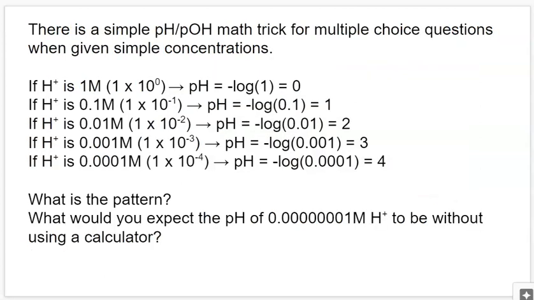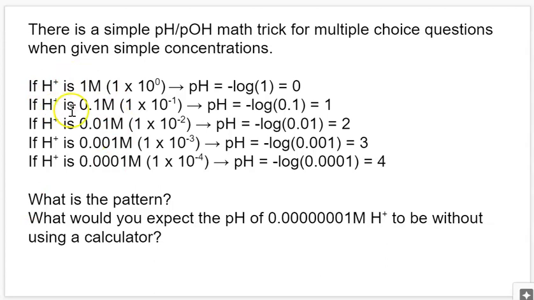So there is a good math trick to know when you're doing the multiple choice section on the AP Chemistry test, because you're generally not allowed the use of a calculator. So you're going to need to be able to calculate pH from the hydrogen ion concentration or the pOH from the hydroxide ion concentration. But this is usually going to be when you're given simple concentrations.